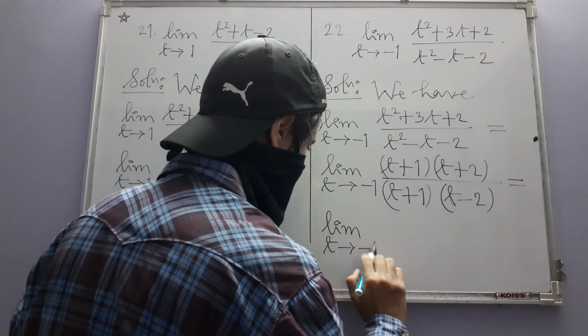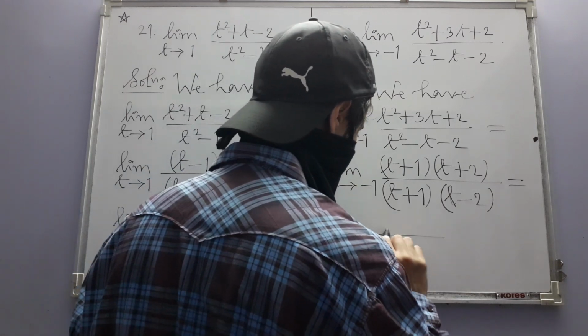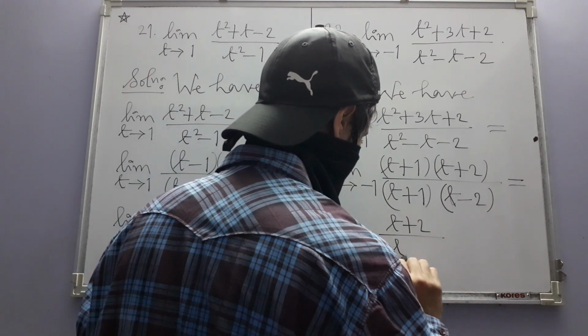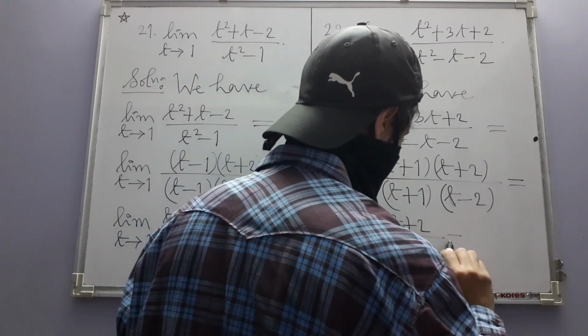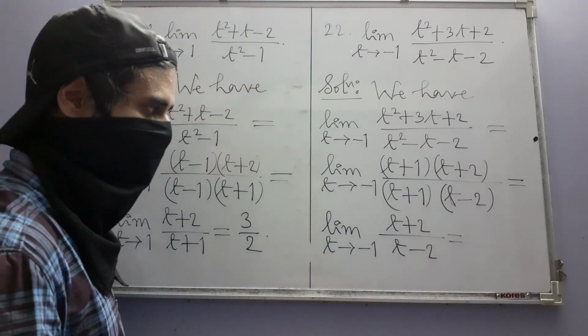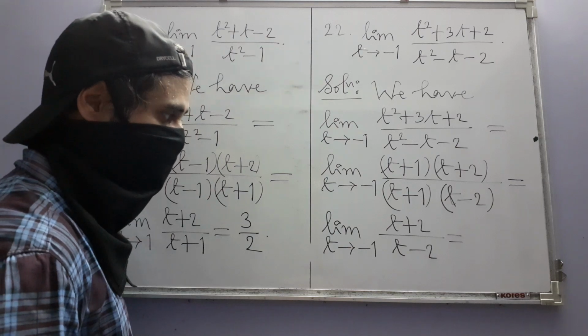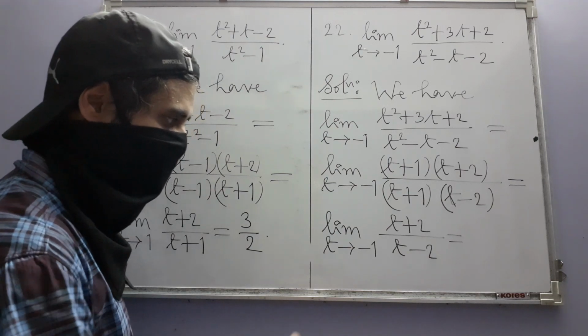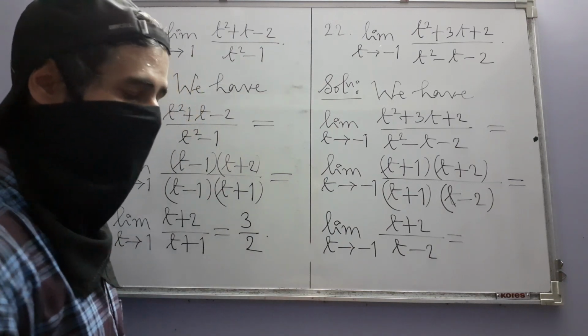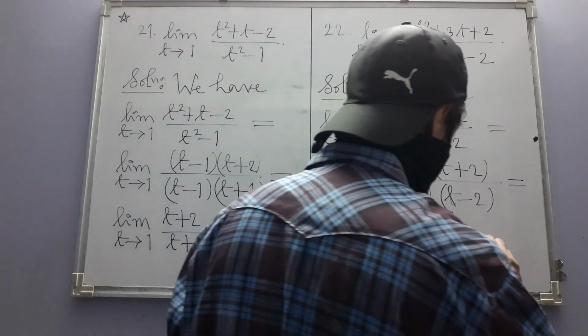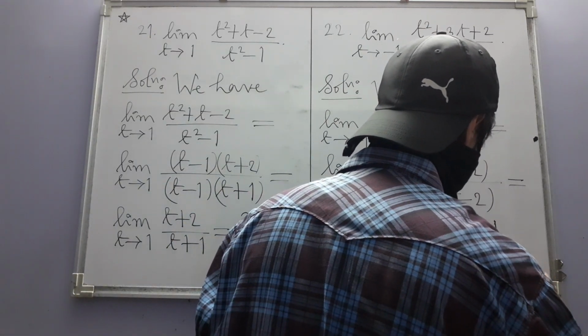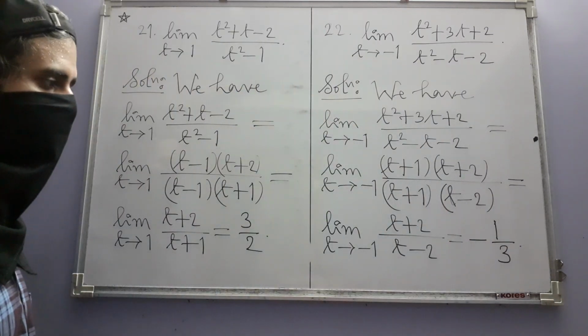So after cancelling the common factor, we have t plus 2 over t minus 2, and then by the quotient rule, the numerator becomes what? 1, and the denominator becomes minus 3. That means the answer is minus 1 over 3.